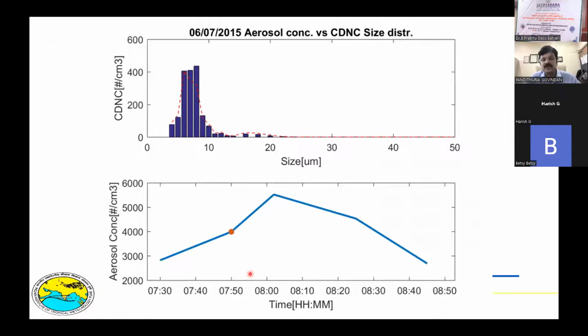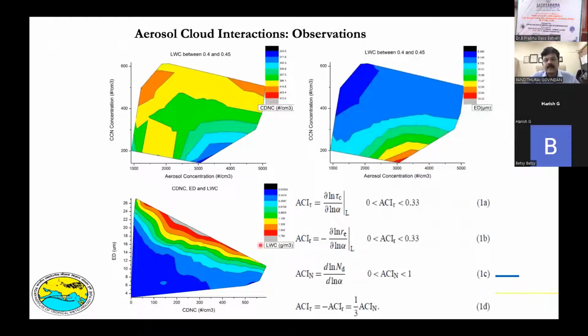So this gives information about how the cloud aerosol concentration and the cloud droplet number concentration, if you measure simultaneously, you can relate. So how it is changing, how the aerosol concentration is altering the cloud droplet number concentration, to understand the aerosol cloud interactions. So we can see, you can look at aerosol concentration and cloud condensation nuclei concentration and cloud droplet number concentration. The other panel is effective diameter.